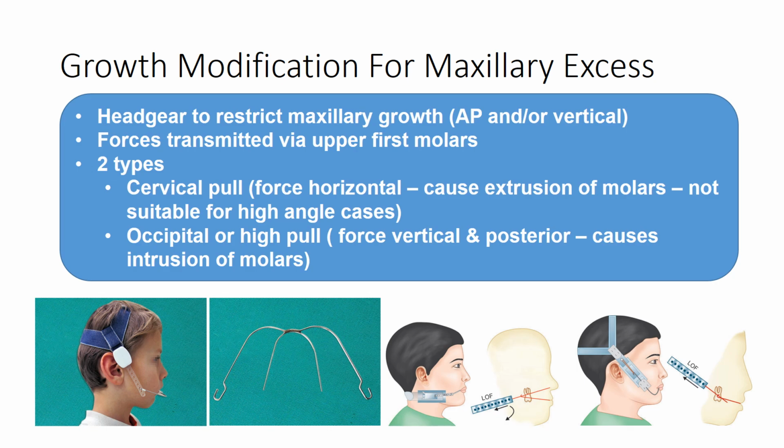The cervical pull headgear, where the force is directed more horizontally, and this can cause extrusion of molars and thus is not suitable for high angle cases. Now, the other type of headgear is the occipital or high pull headgear, whereby the force is more vertical and posterior, and it causes intrusion of the molars, and this can be suitable for use in high angle cases.